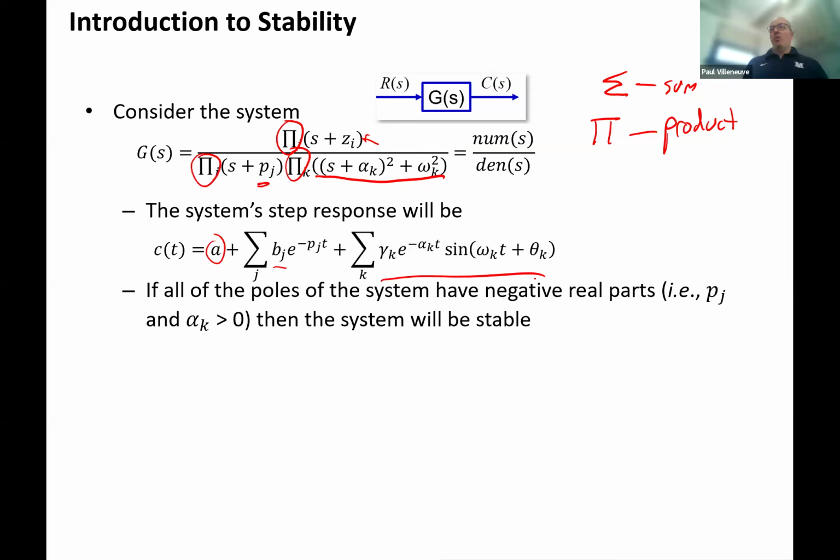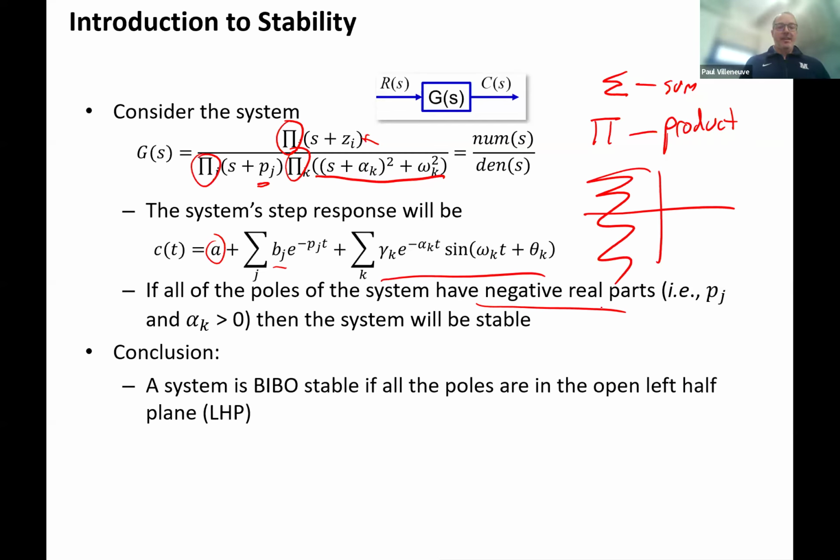If all the poles are in the left-hand half plane, that's what this said, right? Negative real parts is the same way of saying in the left-hand half plane, then the system is going to be a stable system. So that is BIBO stability, right? The left-hand half plane. It does not include the j omega axis. Why does it not include the j omega axis? Because this is marginally stable.